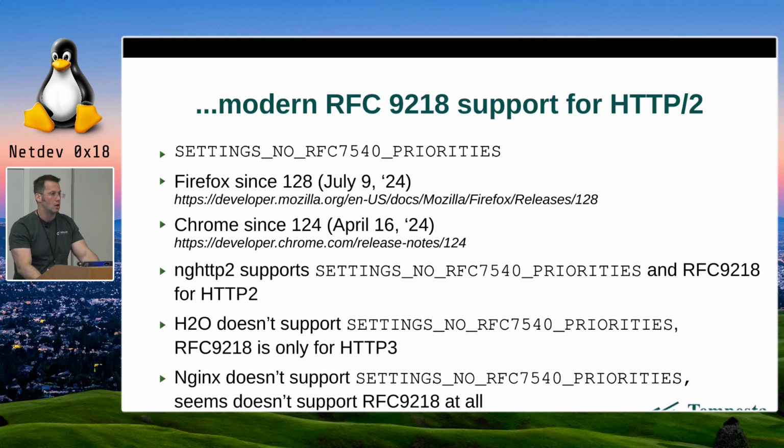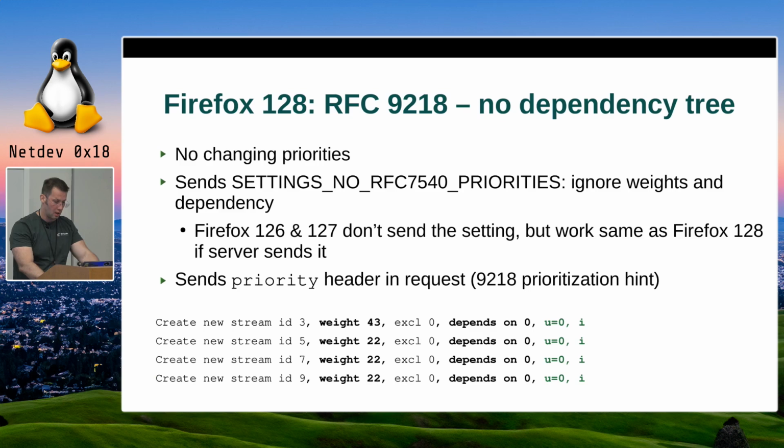One week ago, Firefox finally released RFC 9218 support for HTTP2. Chrome did this in April. And that's not the end of the story. We actually did not implement RFC 9218, and we are not alone. Only NGHTTP2 implemented this standard in full. H2O and Nginx don't support this protocol extension yet.